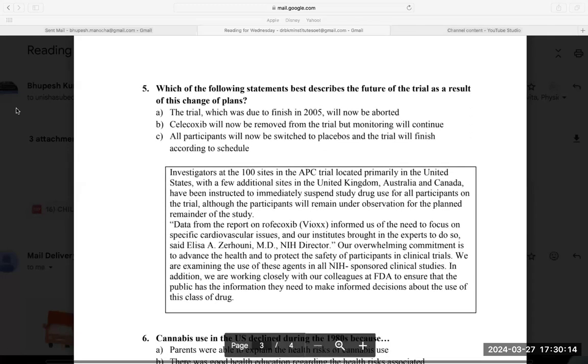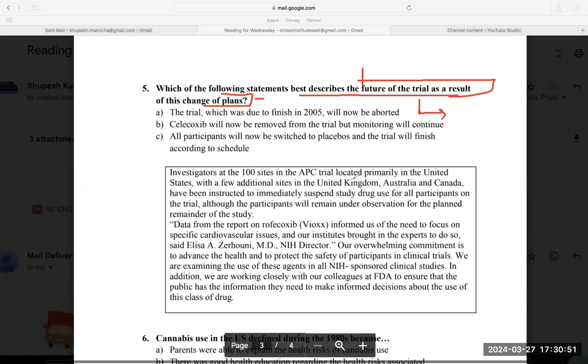Reading question number 5 for you. Which of the following statements best describes the future of the trial as the result of the change of the plans? My keyword is change of the plans. That means there would be some kind of change in the plan, and due to that, the future of the trial has changed. So what has happened to the future of the trial? That means how would the trial go in the future because of the change of the plans? Simple. There is some change of plan. Due to this, there is change in the future as well.